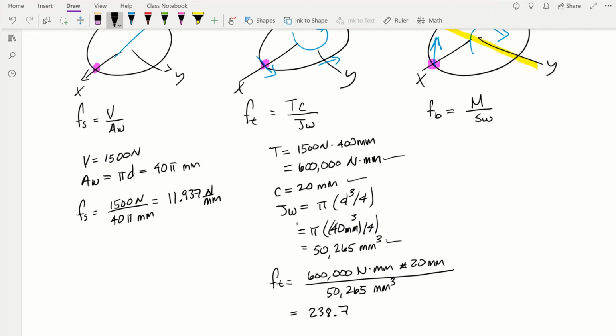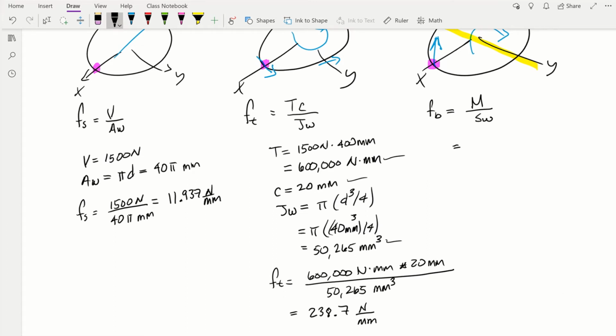238.7. And look at the units on top. We got newtons, we got millimeter times millimeter, so that's millimeters squared up on top, but we got millimeters cubed down below. So two are gonna cancel, and we're gonna have units of newtons per millimeter.